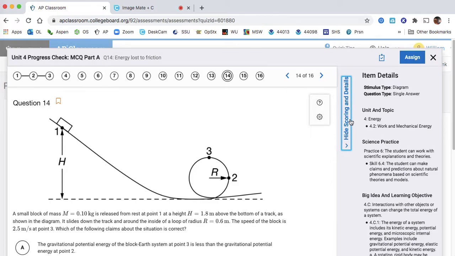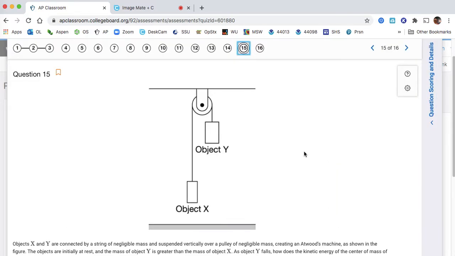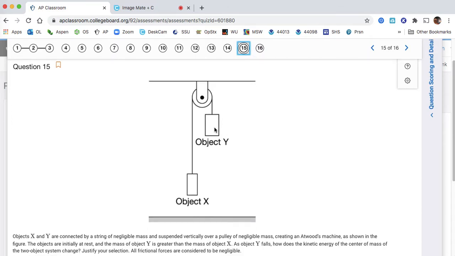Okay, 15. Oh, this one I didn't even draw because we're going to get it so quickly. I don't even have a drawing for this because it's going to be so fast. This is an Atwood's machine where one weight is heavier than another weight, so it's going to accelerate downwards.